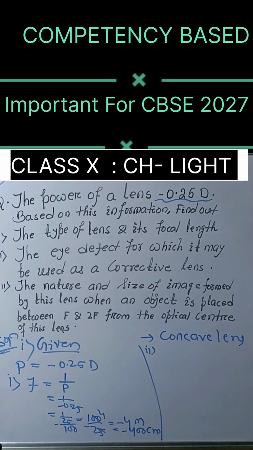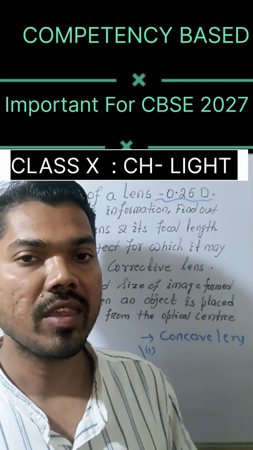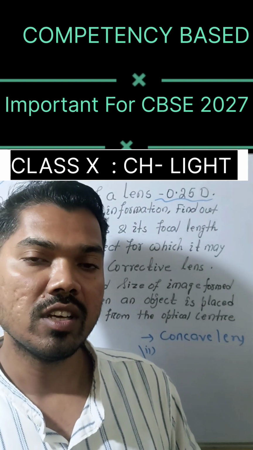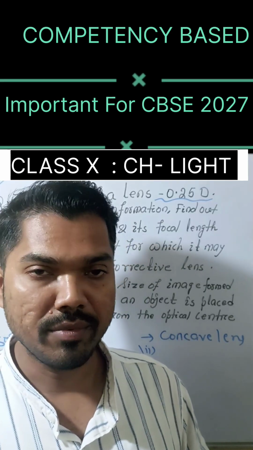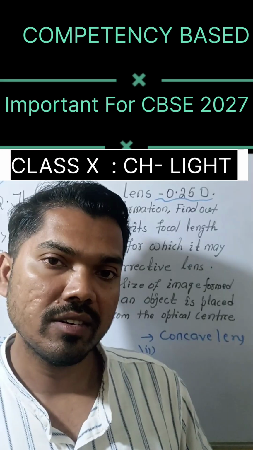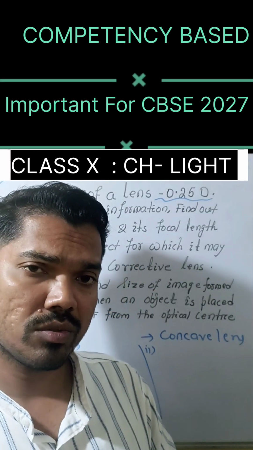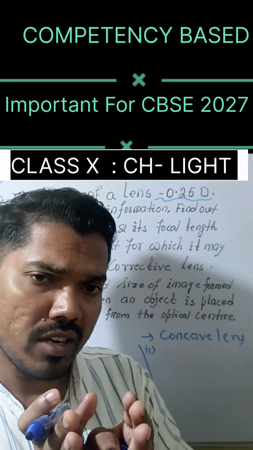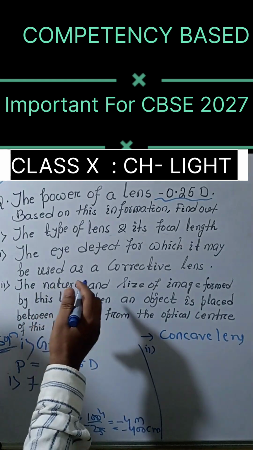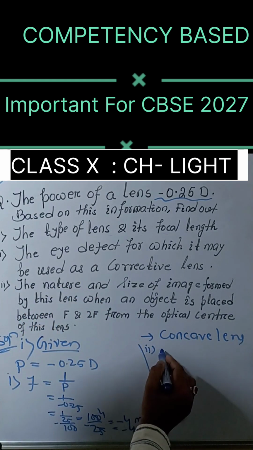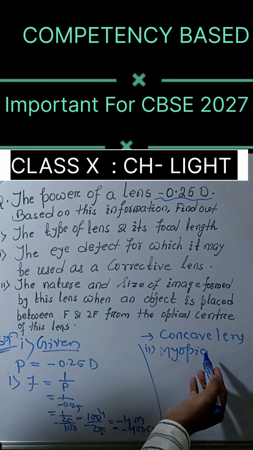Again, it is asked what eye defect it may be used as a corrective lens for. As you know, students, there are three types of eye defect: myopia, hypermetropia, and presbyopia. Myopia is known as short-sightedness, in which the image forms in front of the retina, not on the retina. In hypermetropia, the image forms behind the retina. Here, students, a concave lens is used. As it is a diverging lens, if the image forms in front of the retina, it will diverge the rays of light a little bit, and then they will easily meet at the retina. So which defect can be corrected by using this concave lens? That is myopia, students. Myopia is generally corrected by using this concave lens.